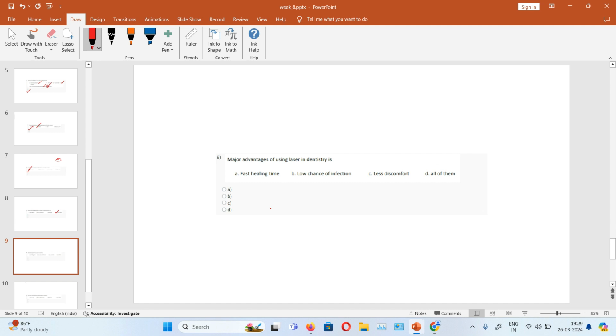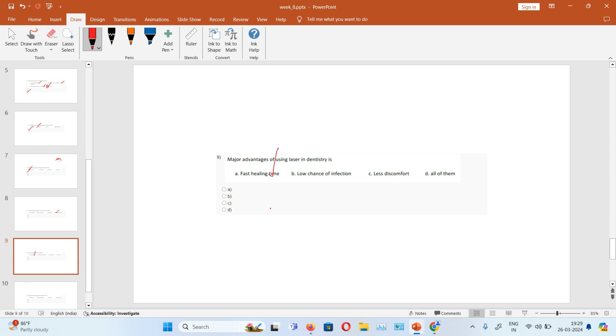Major advantages of using laser in dentistry, these are the advantages. You can say fast healing time. So that's true, because the affected areas are much less compared with the conventional procedure. So it can provide a fast healing time. So that's actually a true statement.